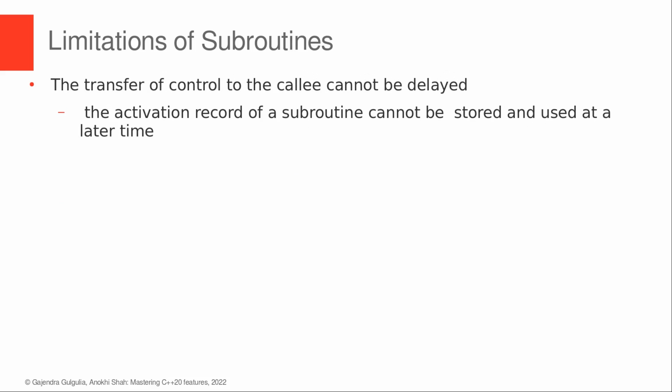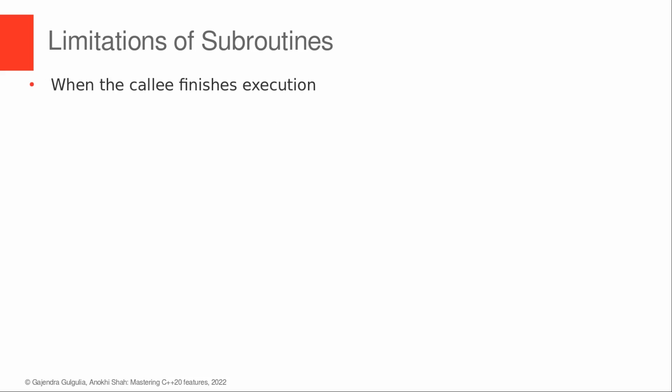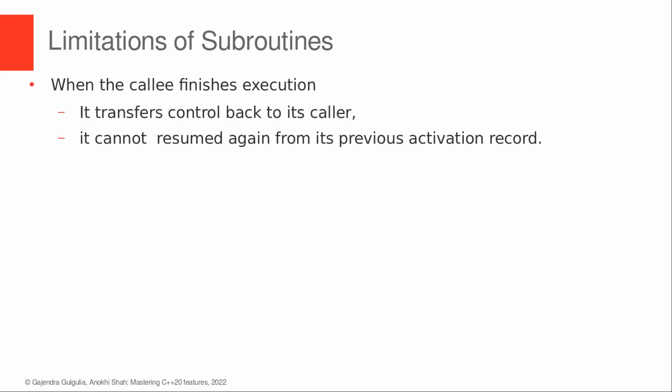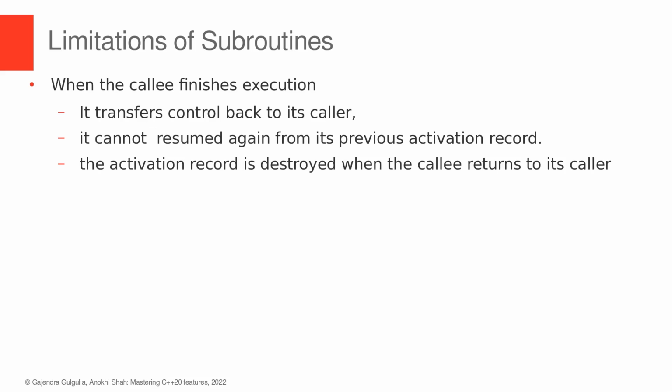Transfer of control to the callee cannot be delayed. The activation record of subroutine cannot be stored and used at a later time. When the callee finishes execution, the transfer controls back to its caller. It cannot be resumed again from its previous activation record, and the activation record is completely destroyed when the callee returns to its caller. For example, the callee in this case was bar, and the caller was foo. When bar returned to foo, its activation state was completely destroyed.